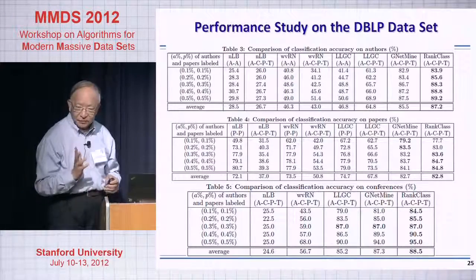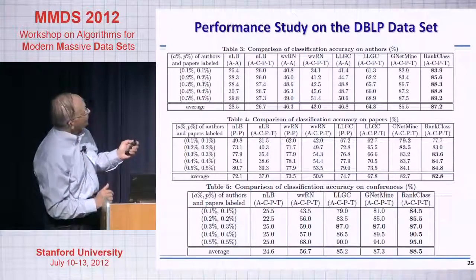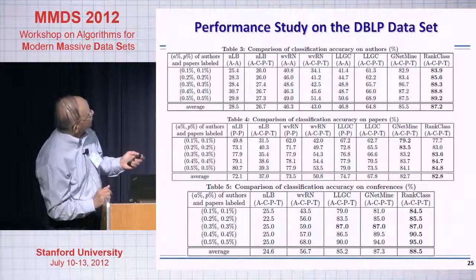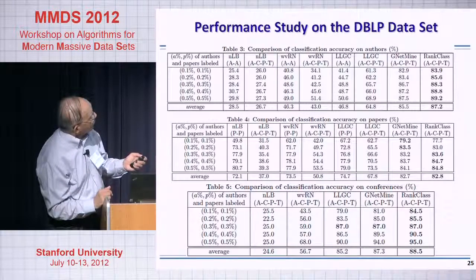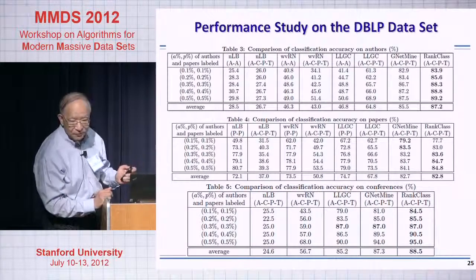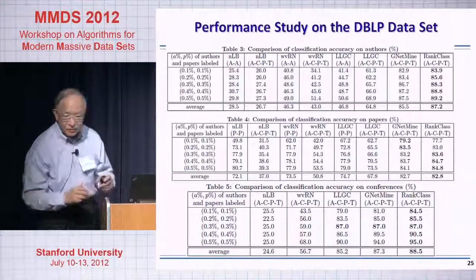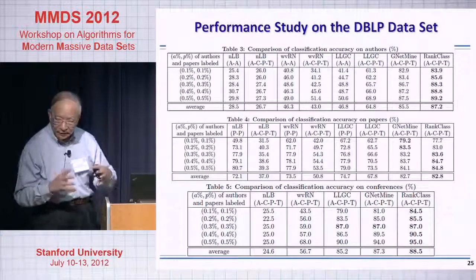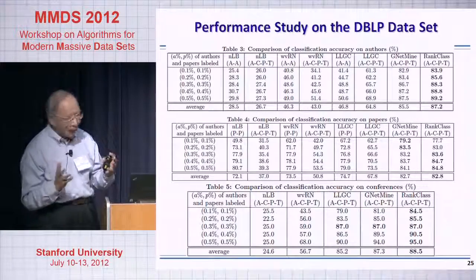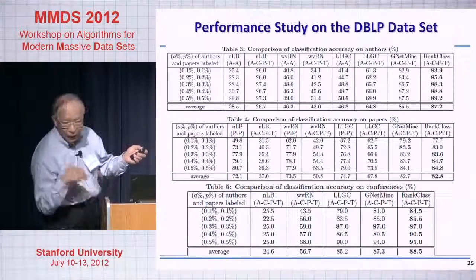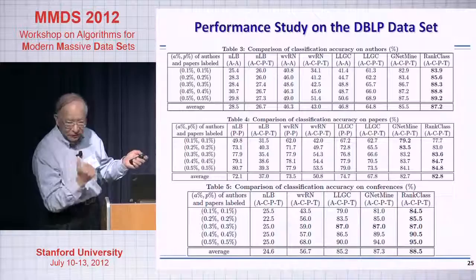What you can see, the result is very interesting. The first interesting thing is we worked out 2 algorithms. One is called GNetMine, another is RankClus. GNetMine is based on graph regularization on the network, heterogeneous network mining. The other one uses ranking and classification iteratively together.